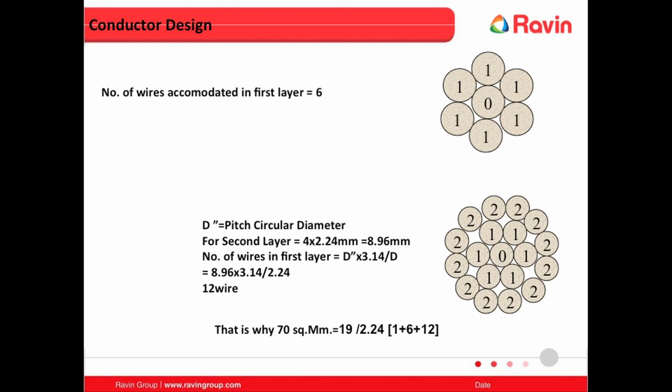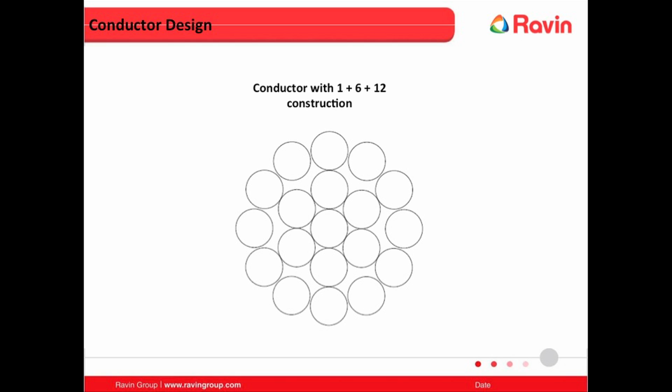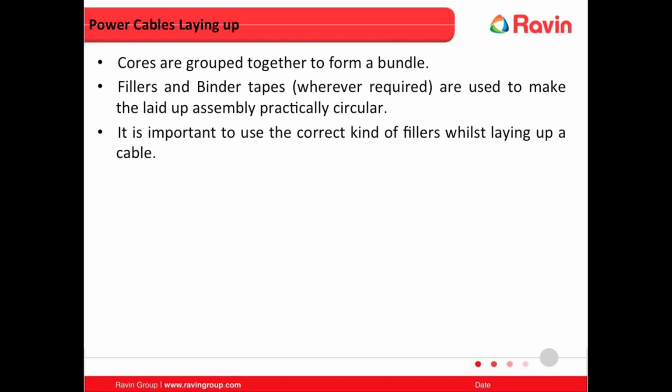This drawing shows why for a 70 mm square cable, the ideal number of wires is 19. Thus, a conductor with 19 strands would be a smooth conductor and would give trouble-free service. A conductor with lesser number of strands would not be smooth and would leave gaps or ridges.